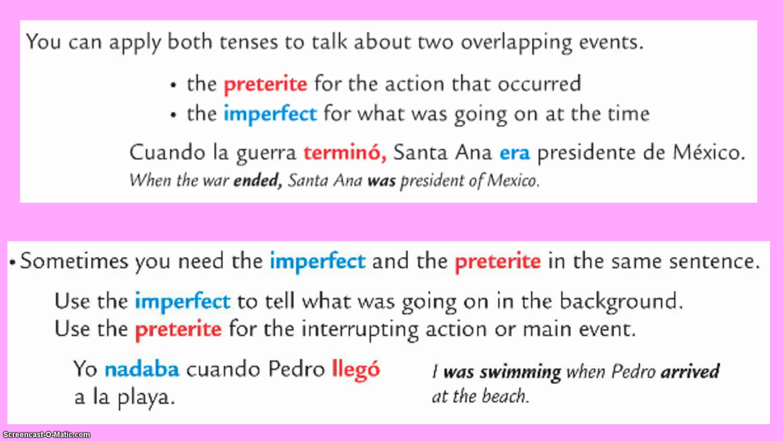We are now going to expand upon this idea in Spanish 3. We know that we definitely can and will often use the imperfect and preterite in the same sentence. We're going to be using the imperfect to tell us what was going on in the background, and we're going to be using the preterite for the interrupting action or main event.